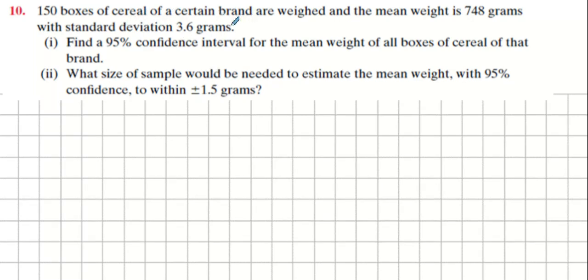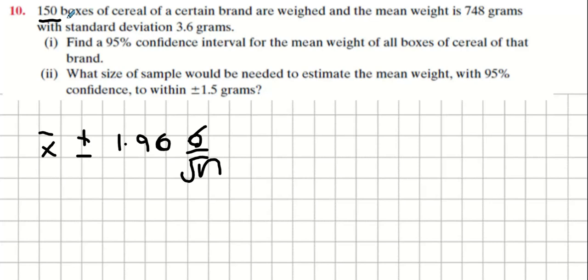150 boxes of a certain brand are weighed, and the mean box is 748 grams with a standard deviation of 3.6. Find the 95% confidence interval. Okay, so that's the same question we've done already, isn't it? It's going to be x bar plus or minus 1.96 sigma over root n. I know to do this because it says 150 boxes.